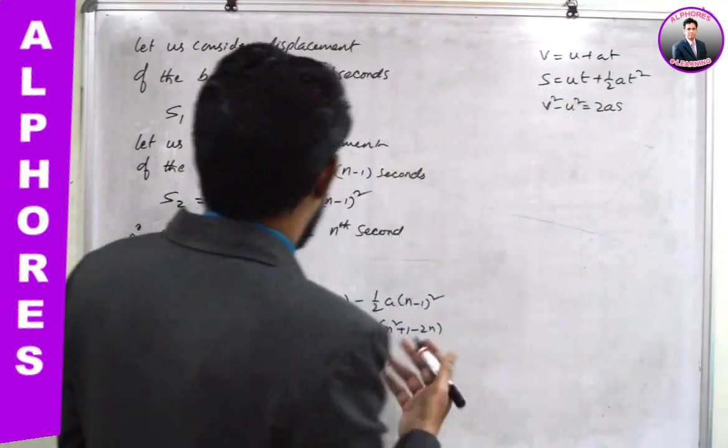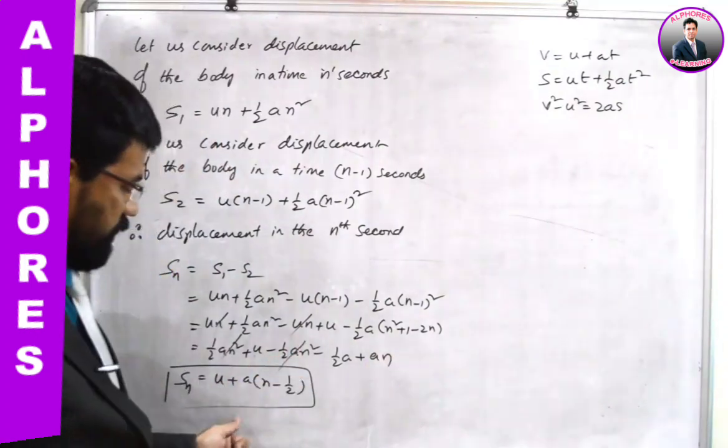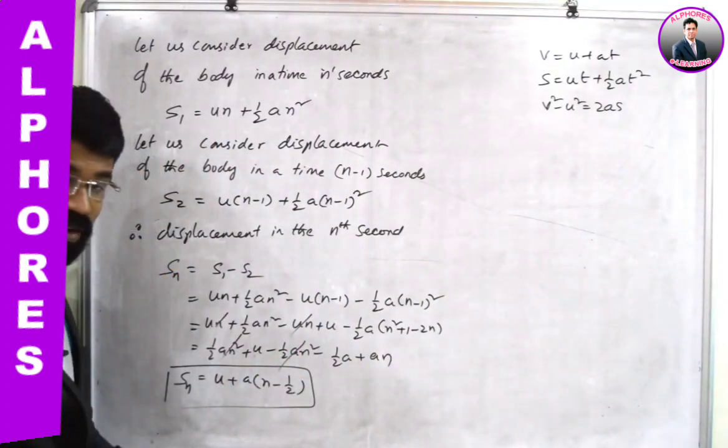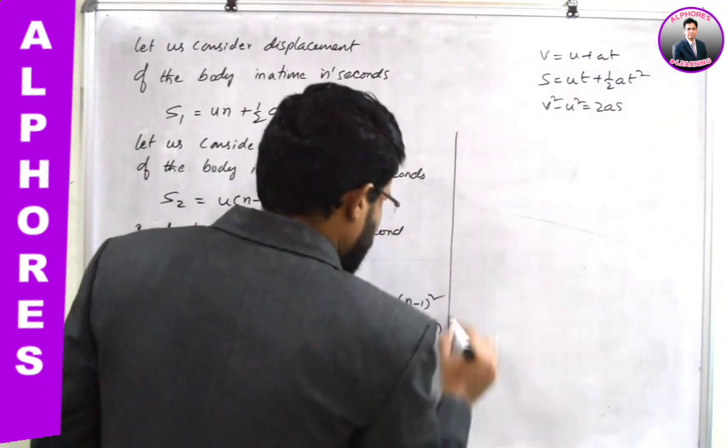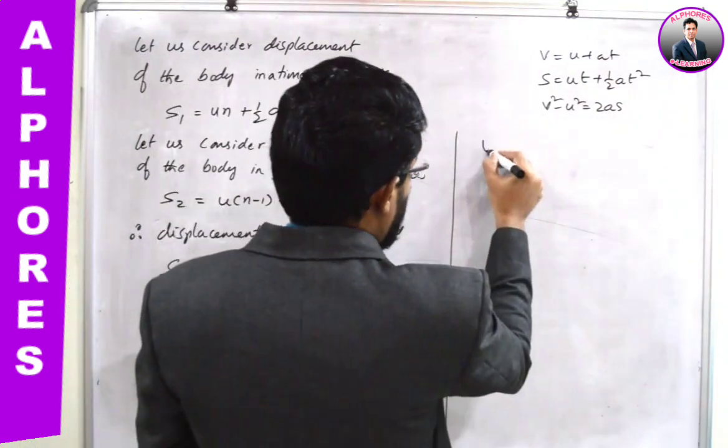So let us talk about another equation. This equation, Sn is equal to u plus a into n minus half, can be taken as one of the kinematic equations. Now let us talk about average velocity.